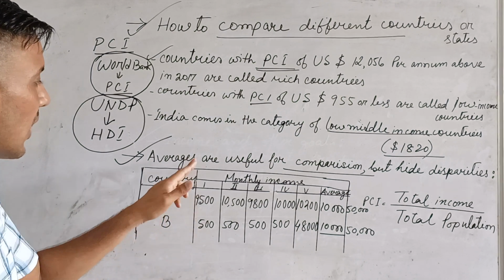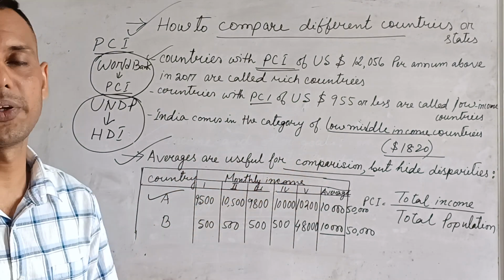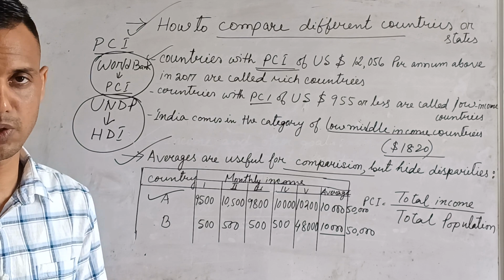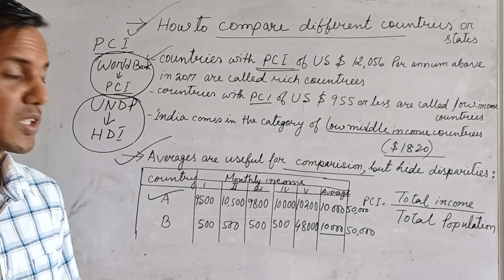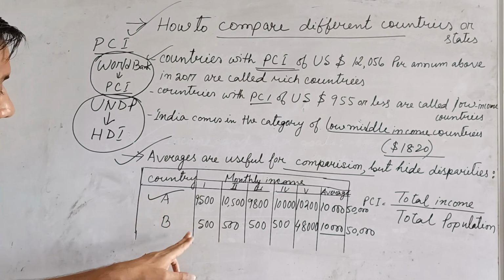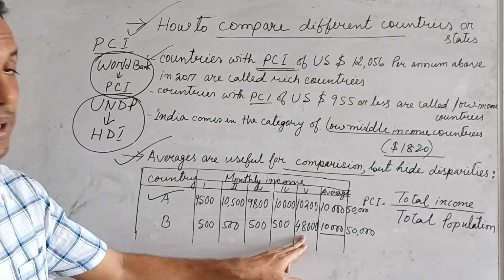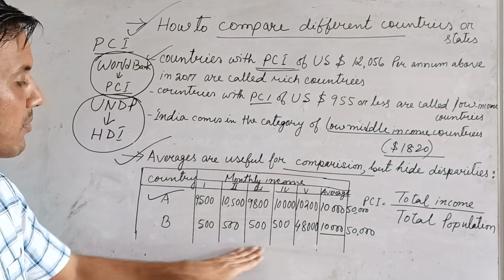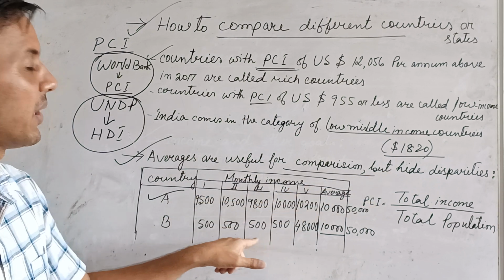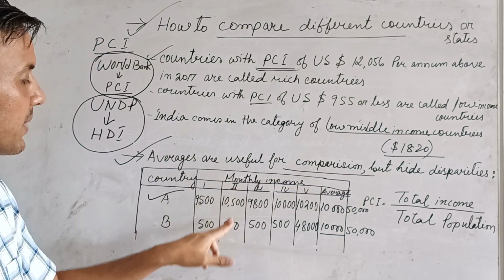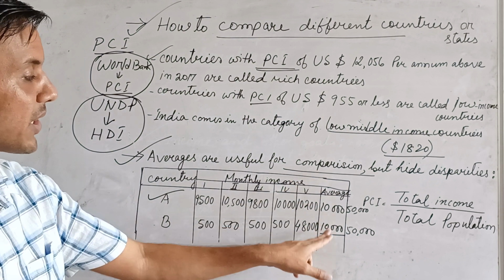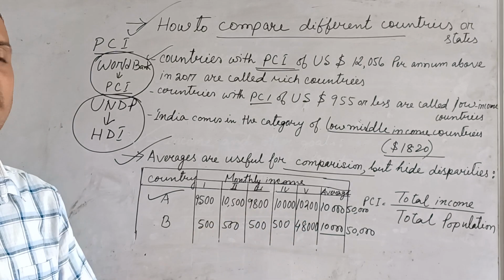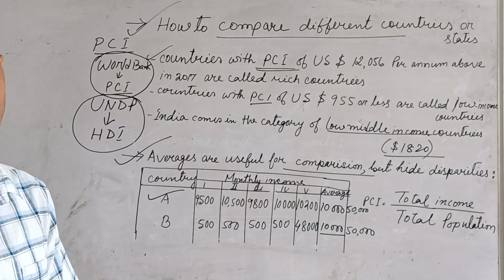Is it clear? So averages are useful for comparison. Averages are just to compare, but they cannot show the real picture of the economy. They hide the disparities. For example, I told you that one person has 500 and one person has 48,000, but the average is just 10,000. It means the same for all. So it hides the disparities. According to the real data, person B's income is 500 only, but according to the average, it is 10,000. Is it clear? So in the exam also you have to write this example.